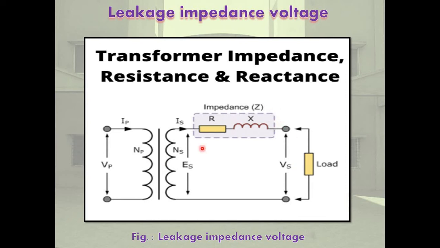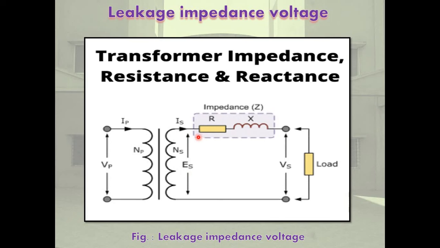Here is a transformer winding. This is the primary and secondary. This is the impedance Z, Z is equal to R plus jX. This is VP, the primary voltage. This is VS, the secondary voltage. This is the load. IP means primary current, and IS the secondary current. NP is the number of primary turns and NS the secondary turns. And this is ES.